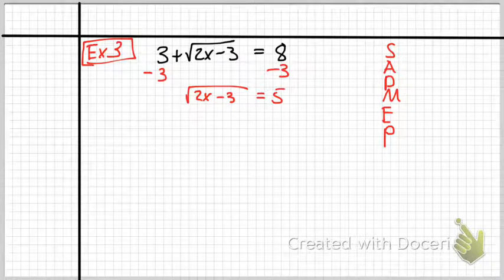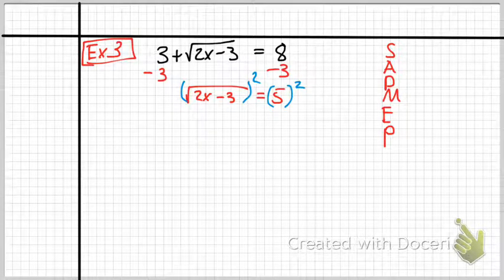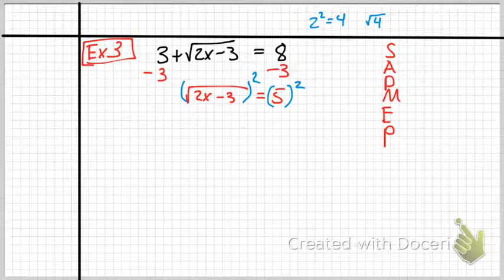And to get rid of our square root, remember, we have to square both sides. The inverse operation, the opposite of a square root, is to square something, right? If I said 2 squared, that's going to be 4. And then the square root of 4 is 2. So I went from 2 to 4, and then from 4 back to 2. So it's kind of this circular argument here. Alright, so back to what we were doing.